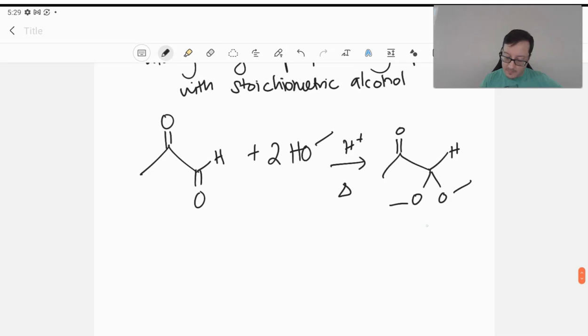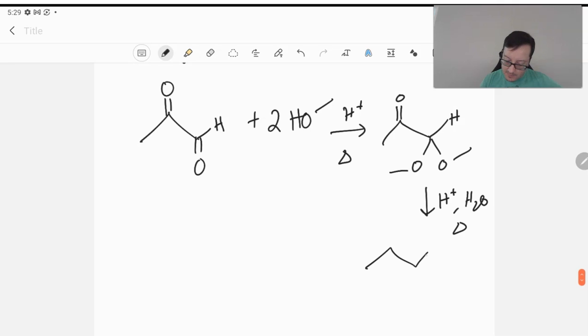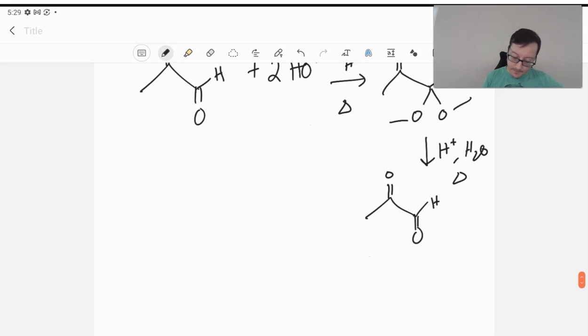Remember, again, more H plus and water and heat will take that away, giving us back our aldehyde. So we need alcohol and acid to get the acetal on. We need water and acid to take it off. So we hydrolyze it.